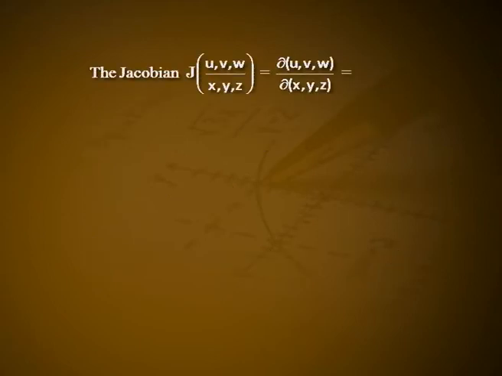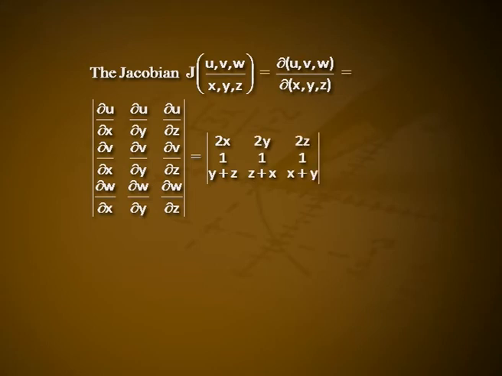The Jacobian J of uvw over xyz equal to ∂(u,v,w) over ∂(x,y,z) equal to the determinant with first row ∂u/∂x, ∂u/∂y, ∂u/∂z, second row ∂v/∂x, ∂v/∂y, ∂v/∂z, third row ∂w/∂x, ∂w/∂y, ∂w/∂z, which is equal to the determinant with first row 2x, 2y, 2z, second row 1, 1, 1, third row y plus z, z plus x, x plus y, which is equal to 2x times (y minus z) plus 2y times (z minus x) plus 2z times (x minus y) equal to 0.